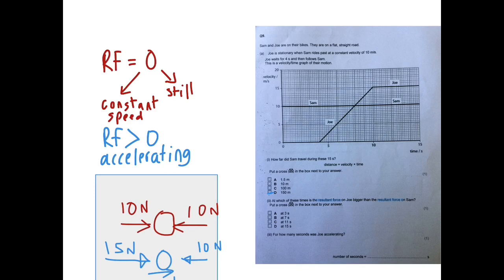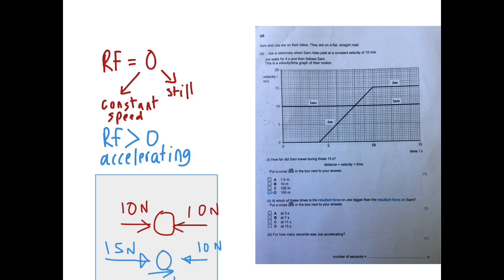For Joe, if we look, not moving here, so still, so the resultant force is 0 here. Here they're moving at a constant speed, so again, resultant force is 0, but here they're accelerating, their velocity is increasing, so the resultant force is greater than 0. So the only point in this journey where Joe has a resultant force greater than Sam is over this stretch here, because Sam's is 0 all the way through, and this is the only point where Joe's isn't 0.